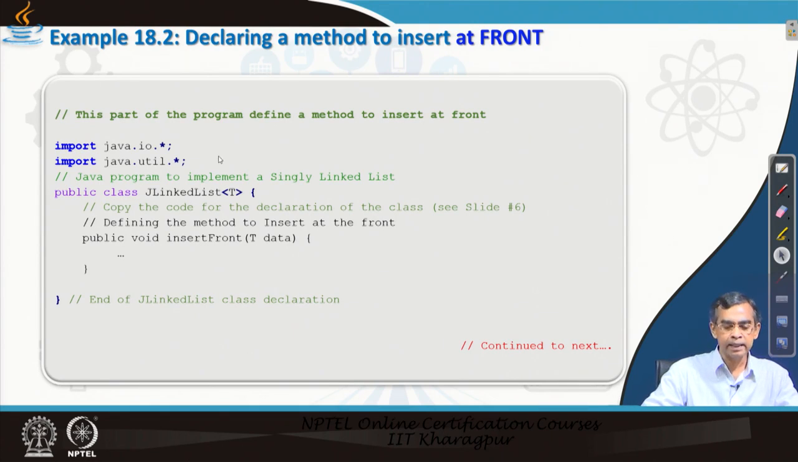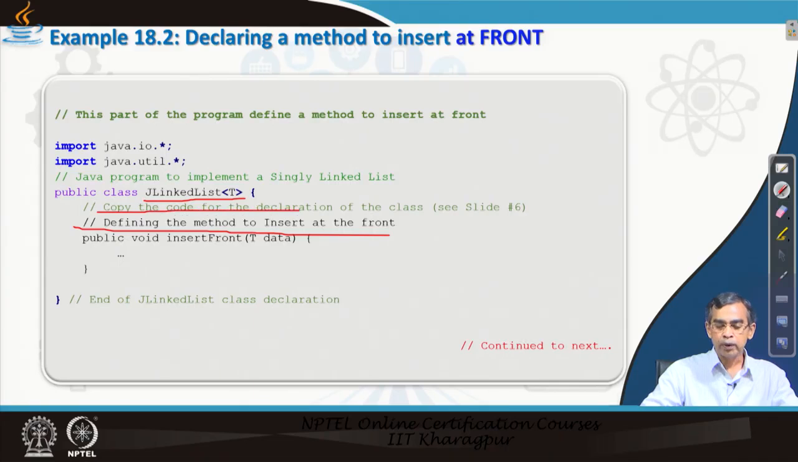Java.io may not be necessary in this case particularly, but in some situations it may be required. So, it is optional right now. So, we are declaring the class LinkedList. This is the name of our linked list class, with the different fields that we have already discussed, and the code for the declaration of the class which we have already discussed, and then the method.